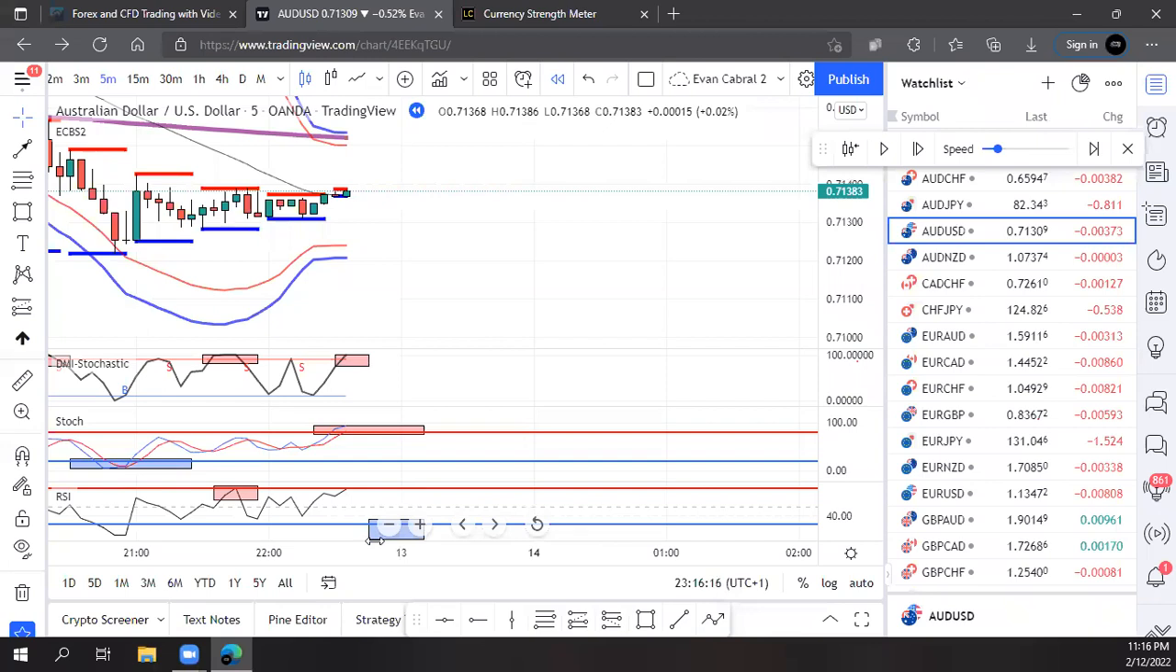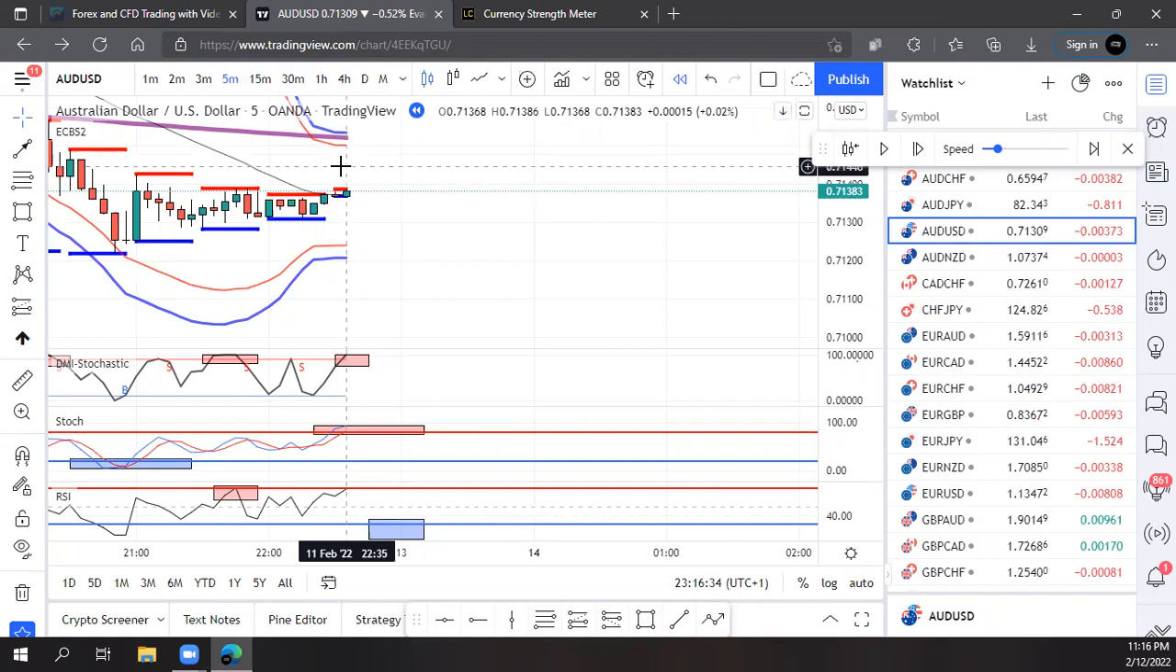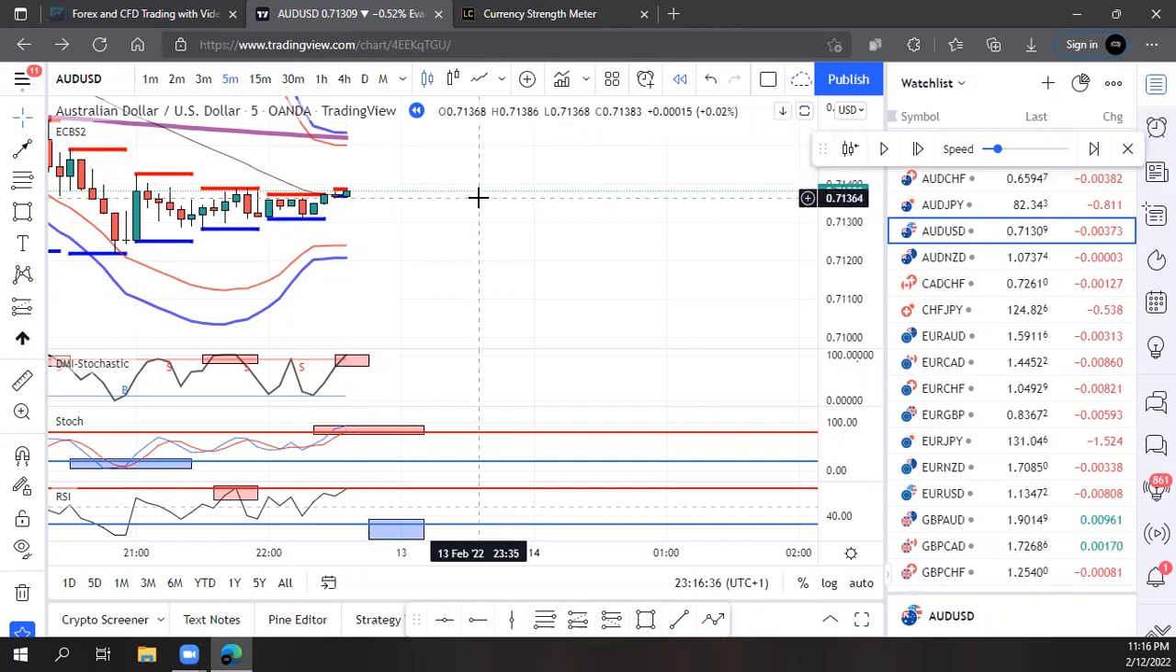So what's the next thing I want to do? Who can guess? Since we've been able to spot out our setup, what is the next thing I want to do? Somebody says get an entry price. Somebody says take the trade. So everybody's saying go to the 1 minute time frame.